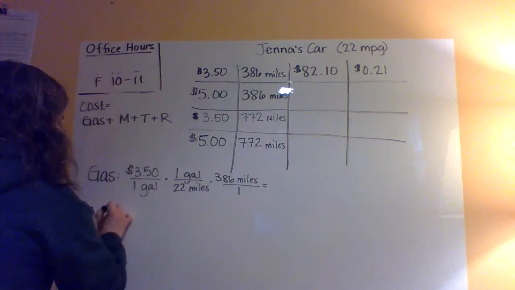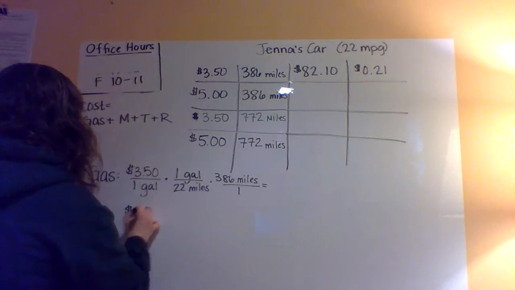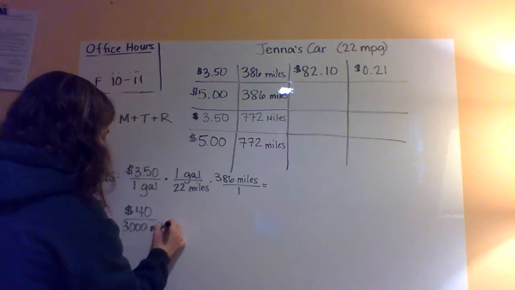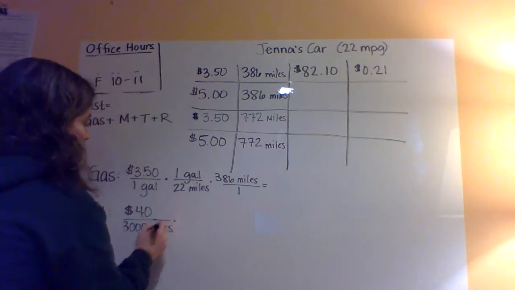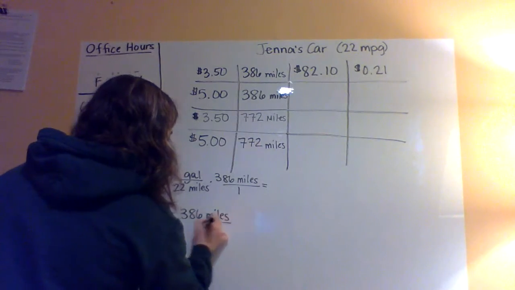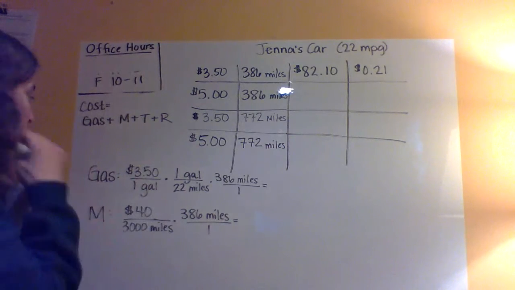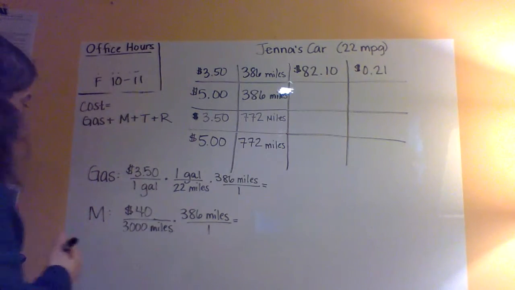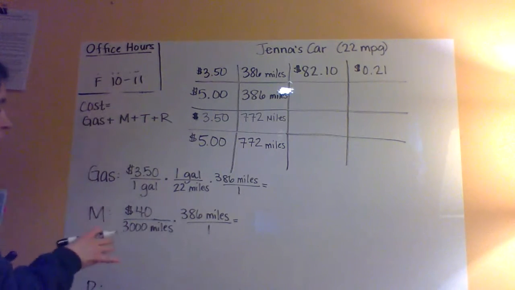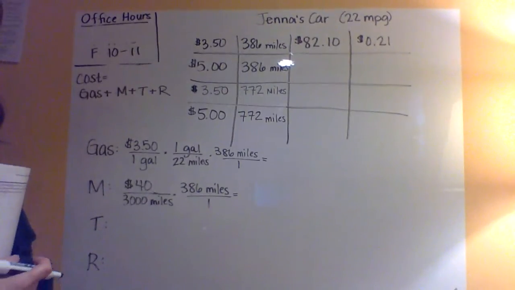Okay, how did we figure out the maintenance? Well, we said the maintenance was $40 for every 3,000 miles. And she was going 386 miles. Okay, so again, the miles would cancel out, just gave us an amount of money. Tires and repairs were very similar, if you remember. If you're a little confused about this, make sure you go back and look at what we had from the first part of this lesson.